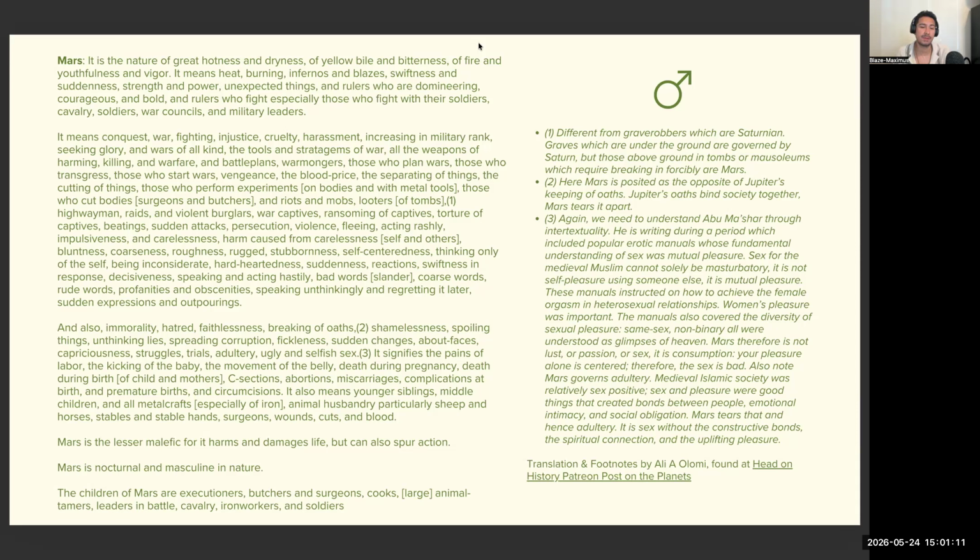And Mars is the lesser malefic, for it harms and damages life, but it can also spur action. Again, through its heat, but its hot and dryness does cause it to be malefic. And it is nocturnal, and it's masculine in nature. And the children of Mars are said to be executioners, butchers and surgeons, cooks, large animal tamers, leaders in battle, cavalry, ironworkers, and soldiers.